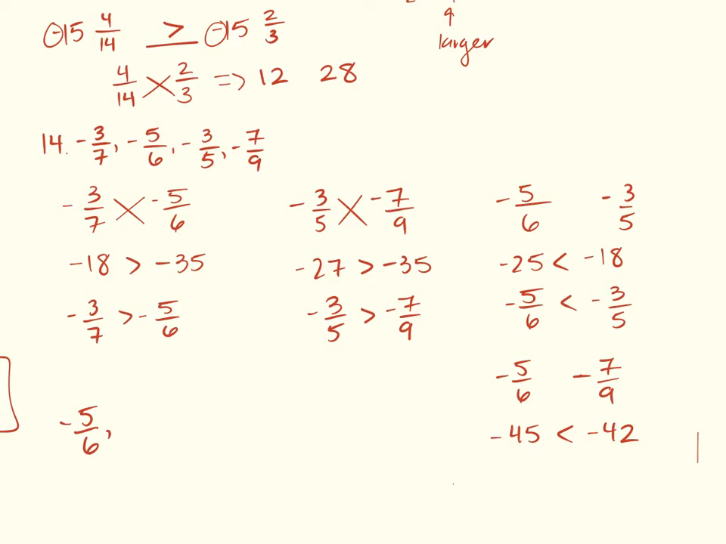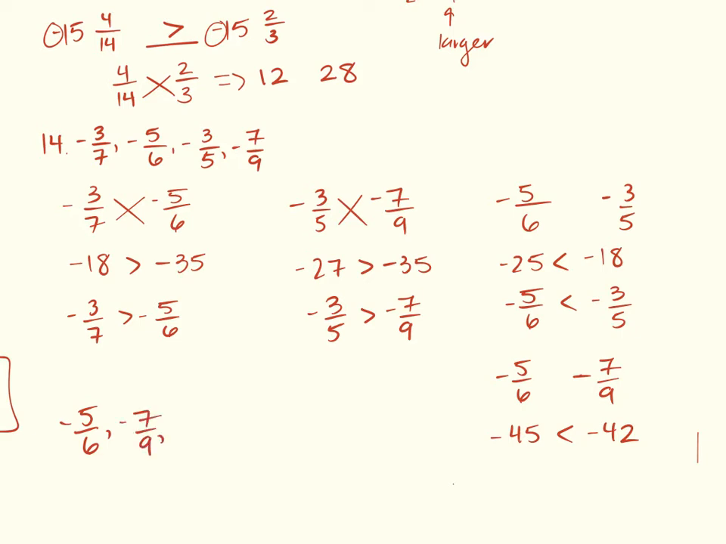Next, we know that -7/9 is smaller than -3/5, so we need to double check. Since -7/9 is smaller than -3/5, but larger than -5/6, it's going to go next.